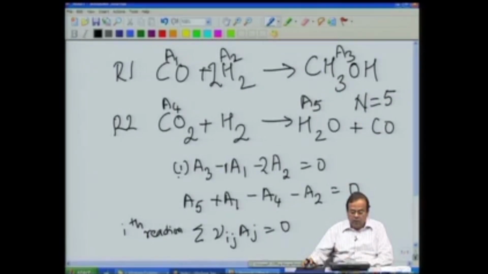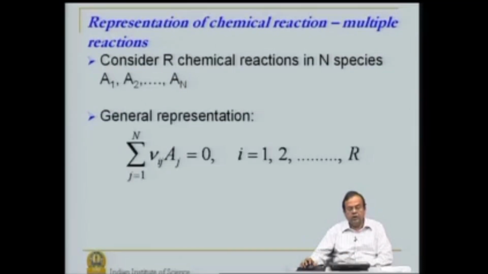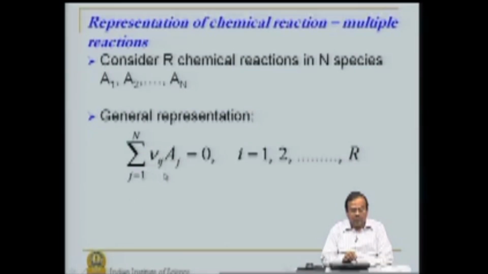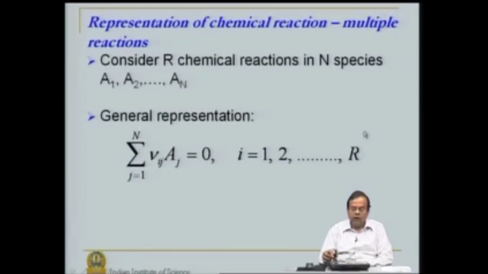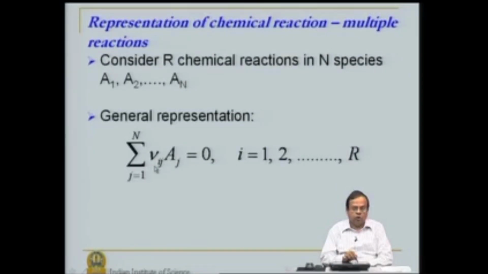So, this is my general ith reaction, and we now therefore have for multiple reactions, that is, we are considering R chemical reactions in n species, between A1, A2, A3, up to An, and we write this general representation as summation nu ij Aj equal to 0, that is my ith reaction. So, i goes from reaction 1, 2, 3 up to whatever R reactions that I have, and the summation from j equal to 1 to n over species represents my ith reaction, and we have R such reactions. Once again, the stoichiometric coefficient is positive if the species is a product of the reaction, and negative if the species is the reactant in the reaction.